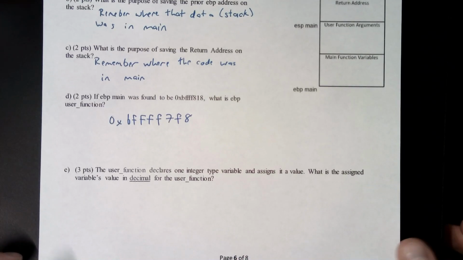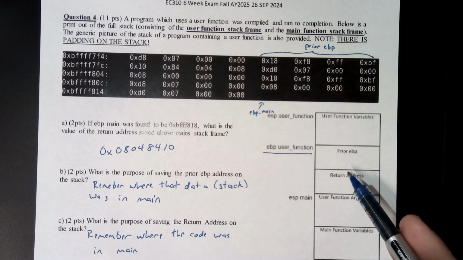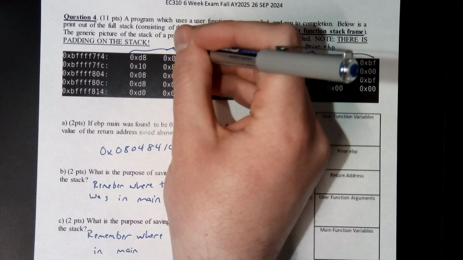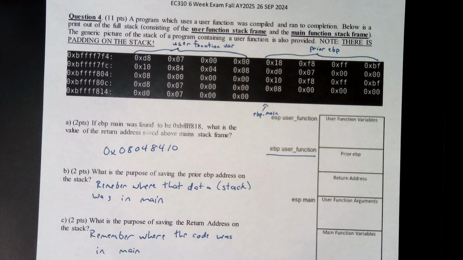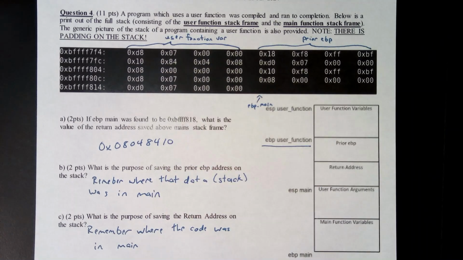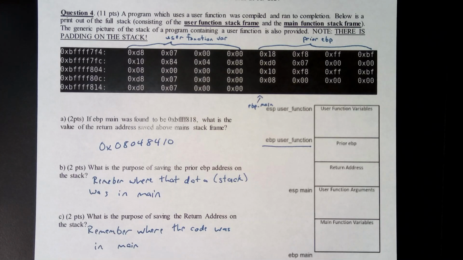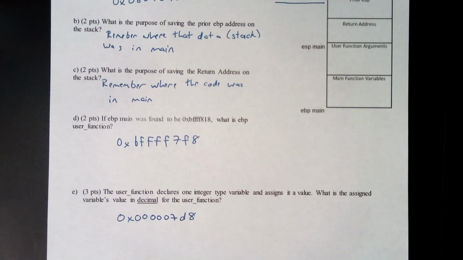Finally, the user function declares one integer type variable and assigns it a value. What is the assigned variable's value in decimal for the user function? Again, we look at our memory here, and we know that prior EBP is the last thing, and the only thing above that is user function variables. So that is what's stored there. We have, in little endian order, 0x000007D8. I'm writing that at the bottom so I can copy it. That's our hex value for that variable.